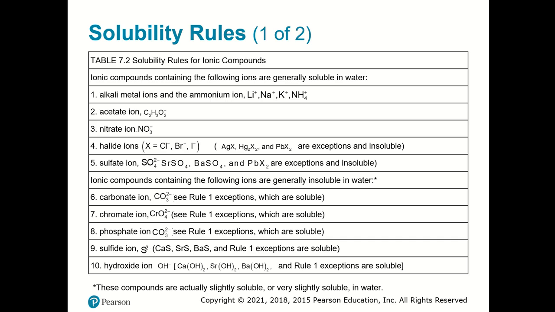So this is not phosphate, that's carbonate. So phosphates, this, and sulfide ion and hydroxide ion. So hydroxide ion, you need to look at the exceptions. If they are connected with calcium, strontium, and barium, they will be soluble. The same thing for the sulfide with calcium, strontium, and barium, they will be soluble.